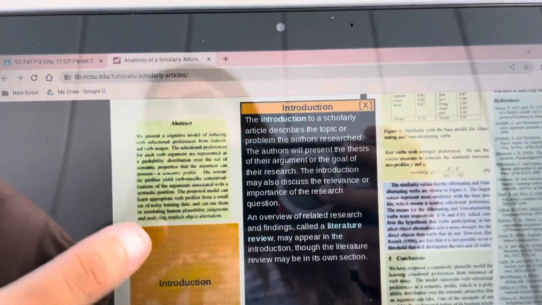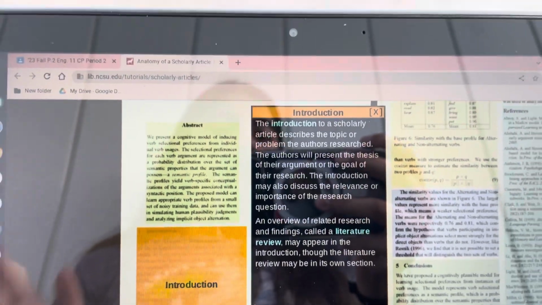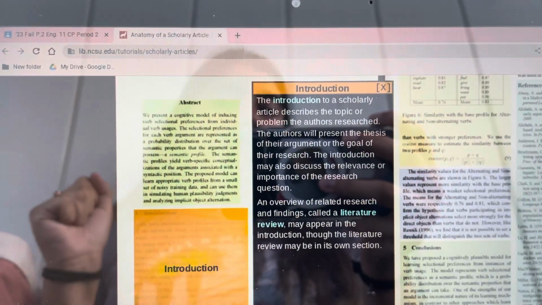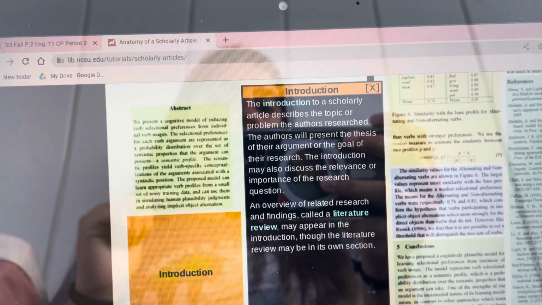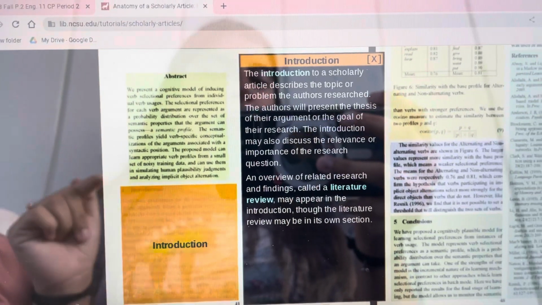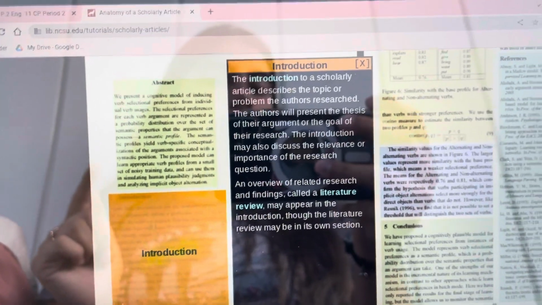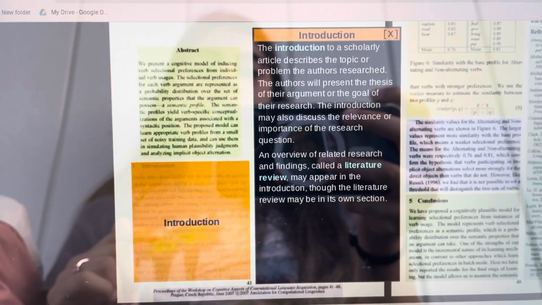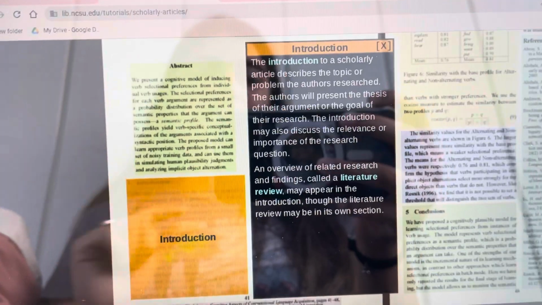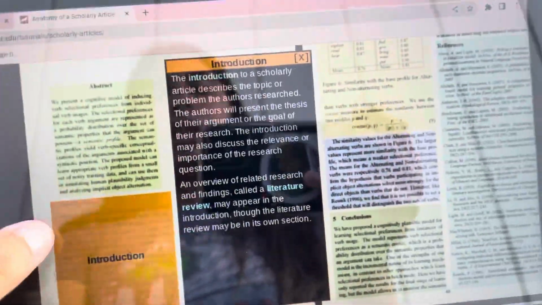Next would be the introduction. The introduction to a scholarly article describes the topic or problem the authors researched. The authors will present their thesis of their argument or the goal of their research. The introduction may also discuss the relevance or importance of the research question. An overview of related research and findings, called a literature review, may appear in the introduction, though the literature review may be in its own section.